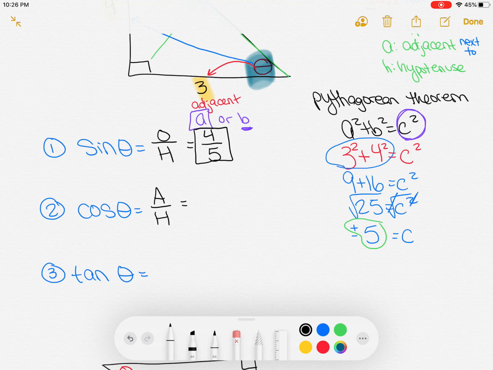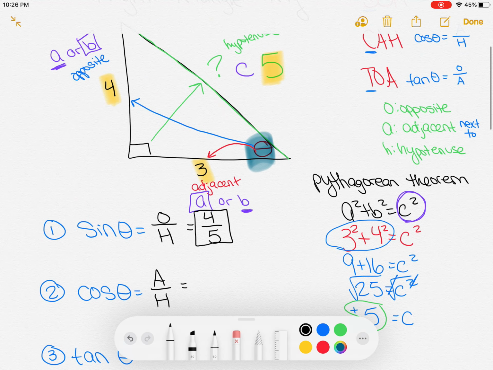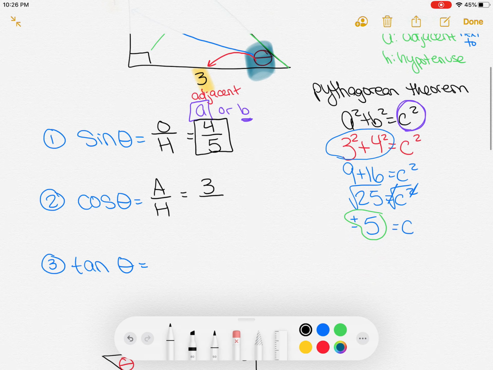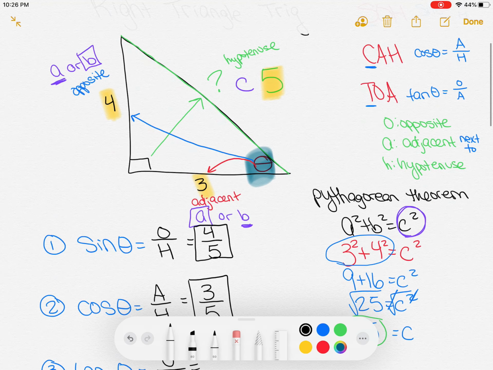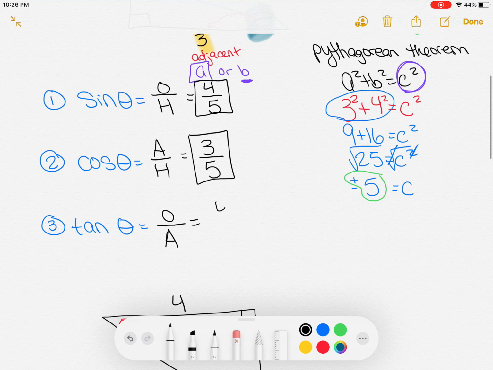Okay, C for cosine is CAH in SOHCAHTOA. That's going to be A over H, which is adjacent over hypotenuse. So my adjacent side is 3, and my hypotenuse is 5. So that's it. My cosine is 3 over 5. Okay, tangent is TOA, so opposite over adjacent. So my opposite side was 4 over my adjacent, which is 3. So 4 over 3 is the tangent of that angle.